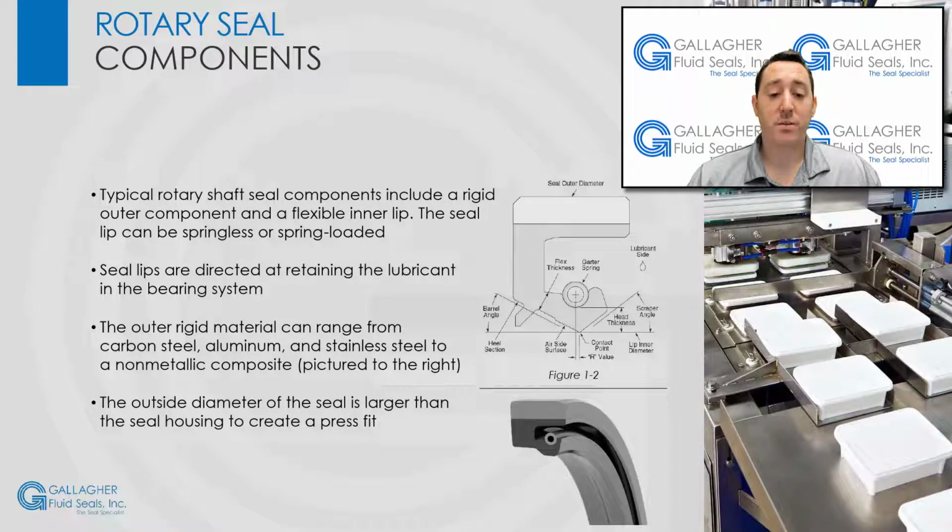Upon press fit into the bore, the O-ring will keep the seal from twisting in the housing because of the friction between the O-ring and the bore. At a certain rotational speed, this friction will be overcome, requiring a more robust press-fit design.